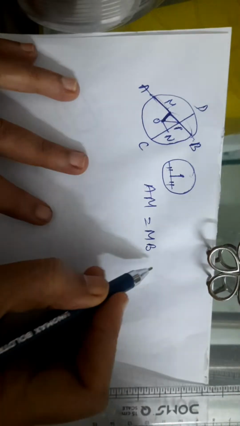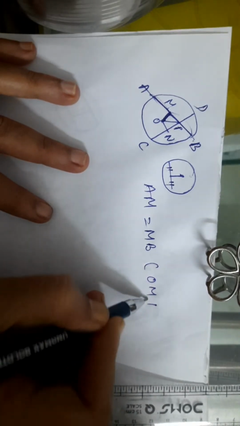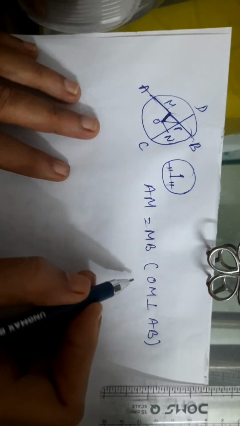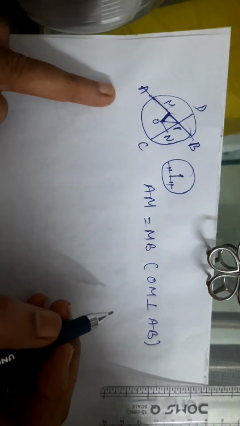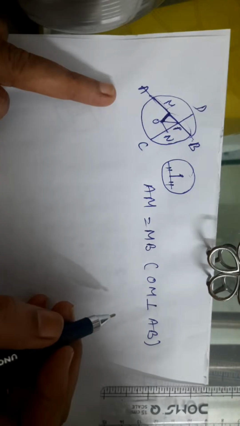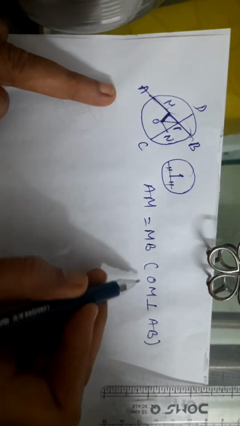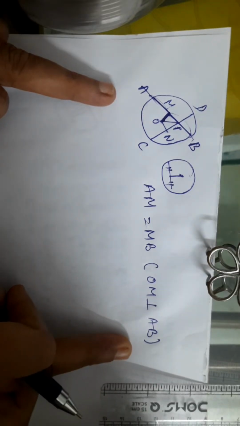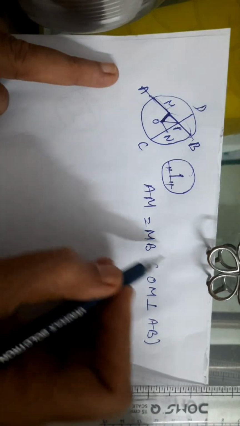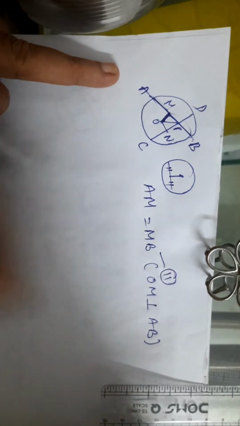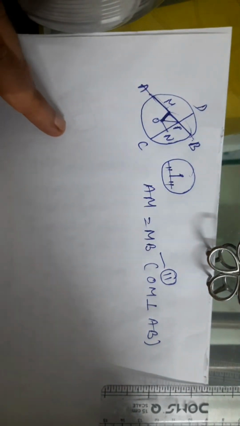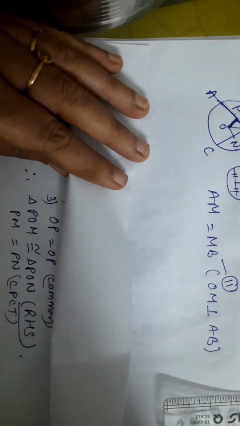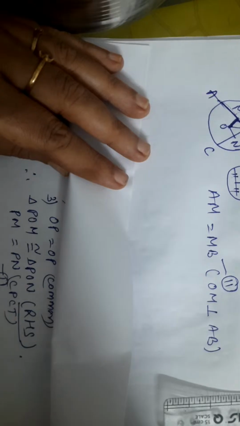What is the reason for that? Because OM is perpendicular to AB. The chord gets bisected if a perpendicular is drawn from the center. If you write only this much, the reason is sufficient to explain here. OM is perpendicular to AB, so the chord is getting divided into equal halves. Let this be equation 2. Already in the previous session, I explained PM to be equal to PN. So this I will consider equation number 1.